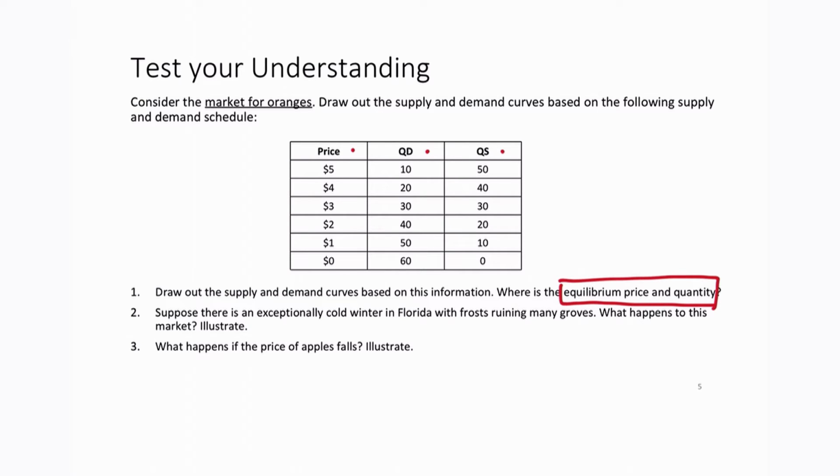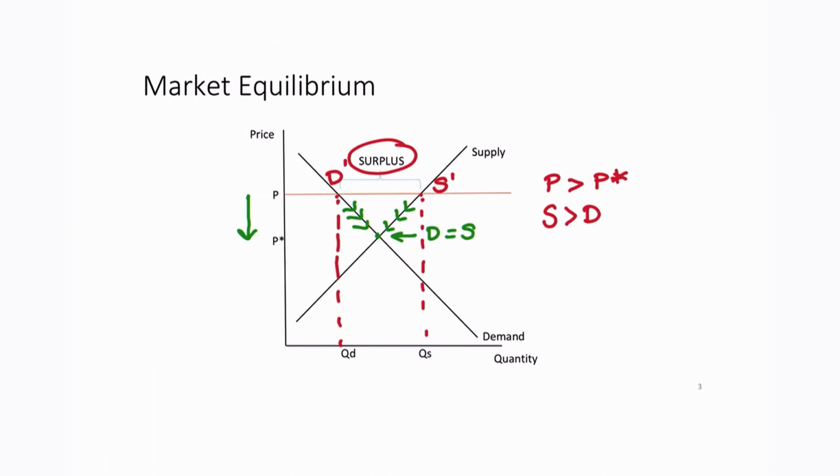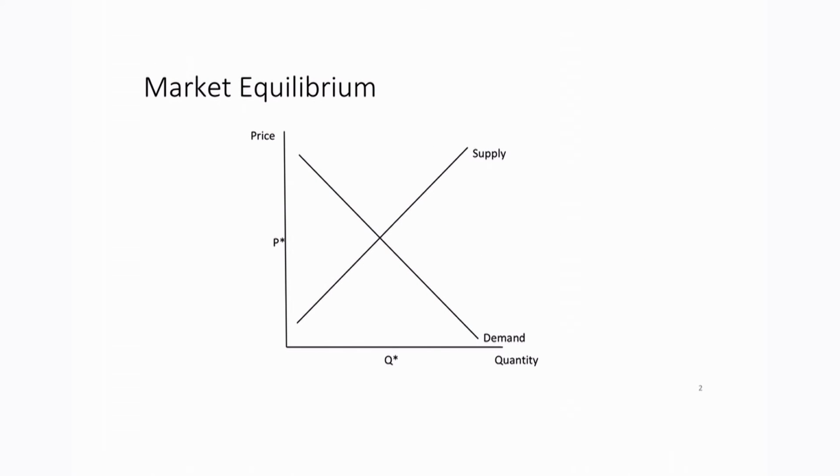This is going to occur, remember, where our quantity supplied is equal to quantity demanded. So if we look at our table, we see that the point where quantity demanded is equal to quantity supplied is when the price is equal to $3. So if we draw out our graph, we see that the market clearing price will be $3 and the equilibrium quantity is going to be 30. At this point, demand is equal to supply.